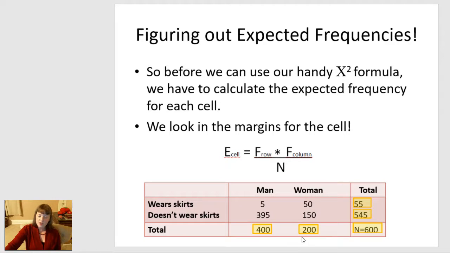Whenever your marginal frequencies are not completely equal, then you're going to have to calculate your expected frequencies instead of just assuming an even split among all the categories. And how you do it is by taking the frequency for the row for that particular cell, multiplying it by the frequencies of the column for that particular cell, and then dividing by the total sample size. And so let me show you how I would do that for this example.